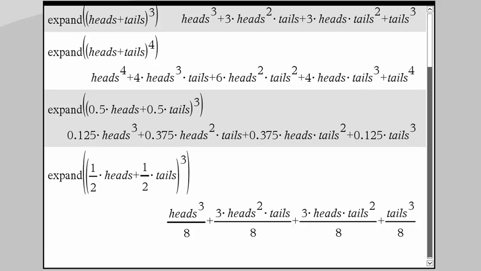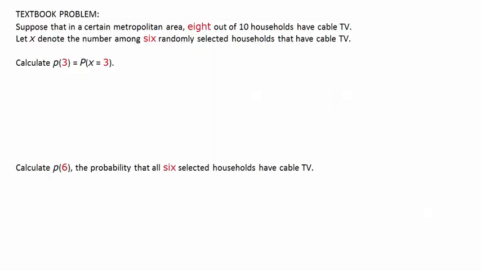So knowing now that I can use my CAS and polynomials, let's flip back and solve a problem from our text. On a quick read here, we've got some area where 8 out of 10 households are subscribing to cable TV. So that tells me the probability that someone has cable is going to be 0.8, and we've got a pretty large area.